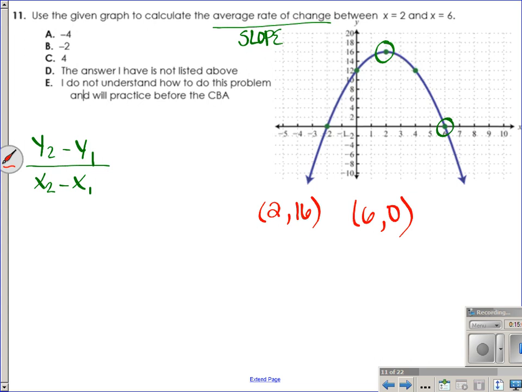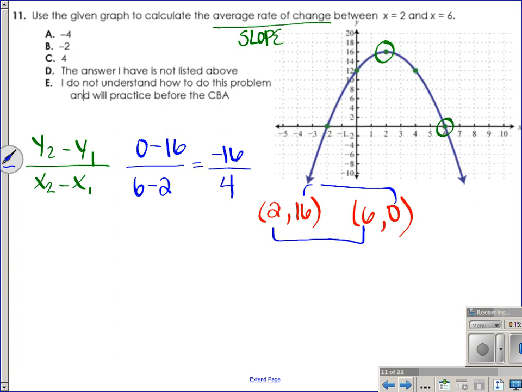So now I can go ahead and calculate my slope. y2 minus y1, that would be 0 minus 16. x2 minus x1, 6 minus 2. So I get negative 16 divided by 4, which is negative 4. Answer A. Okay.